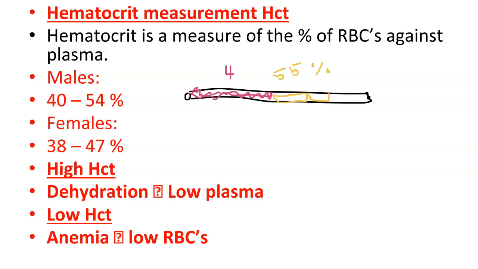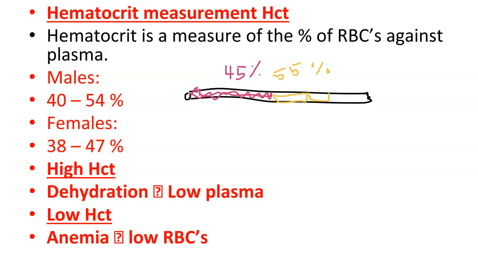Hematocrit is the measure of the percentage of red blood cells when the capillary tube is spun. So in this example, the hematocrit is 45. Males can have a hematocrit of 40 to 54%, whereas females have a slightly lower hematocrit, 38 to 47. So a hematocrit of 40% red blood cells means there's 60% plasma, and that's a normal range.